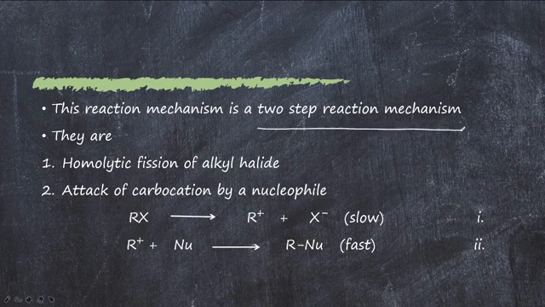It's a two-step reaction mechanism, like I said earlier. The first step is a slow step. The second step, the attack of the carbocation by the nucleophile, is a fast step and it occurs fast. That's what I was just trying to explain.